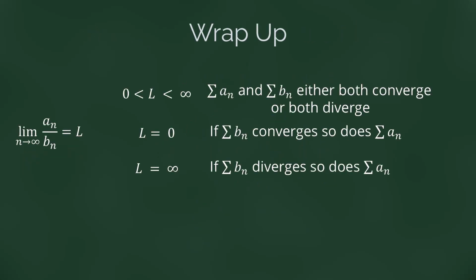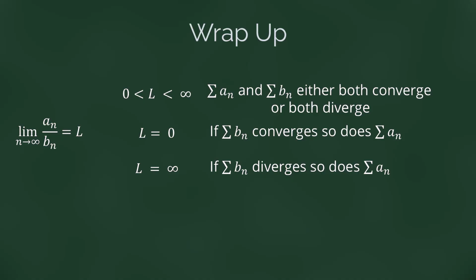Okay, once again, summarizing what we know. If we compare two series by taking the ratio of their terms and examine that limit as n goes to infinity, if that limit is finite, then we know that the series behave in the same way. They either both converge or they both diverge. If the limit is 0, and we know that the bottom series is converging, then the top one must as well because it is growing more slowly.